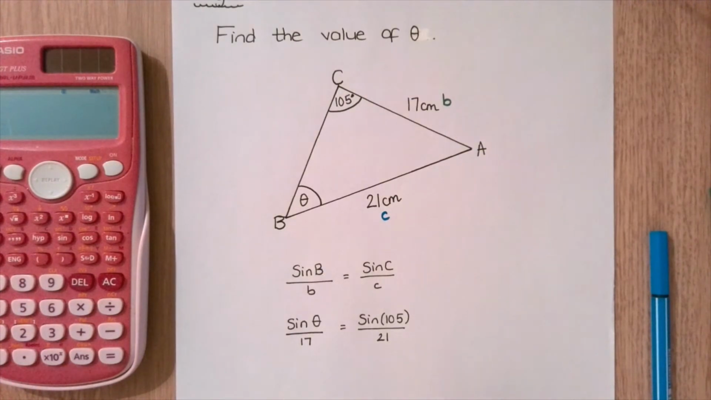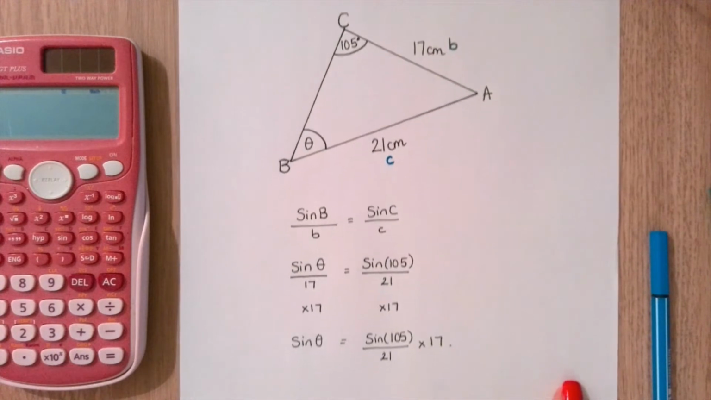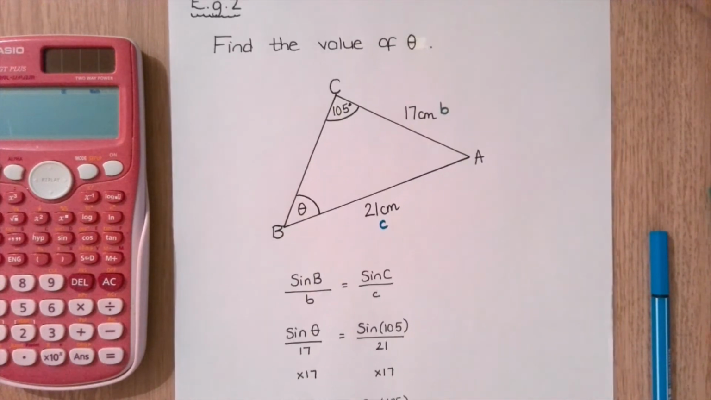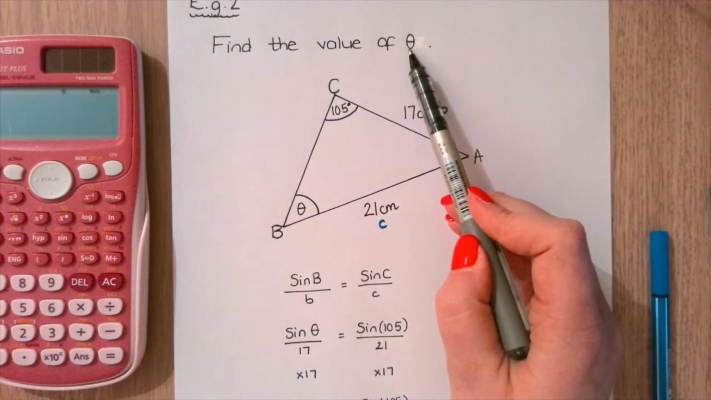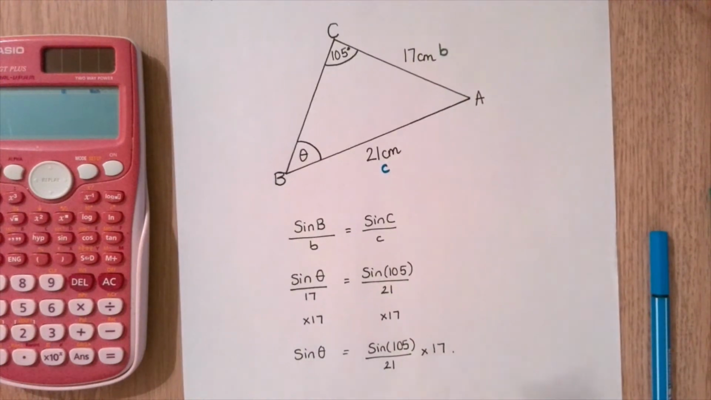Just as I did last time, I need to rearrange. I'm going to make sine theta the subject, so multiply both sides by 17. I end up with sine theta is equal to sine of 105 over 21 multiplied by 17. Now, the question already stated at the beginning that it wanted the value of theta, not the value of sine theta as I've left it here.